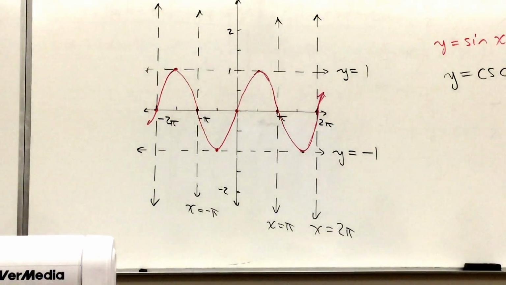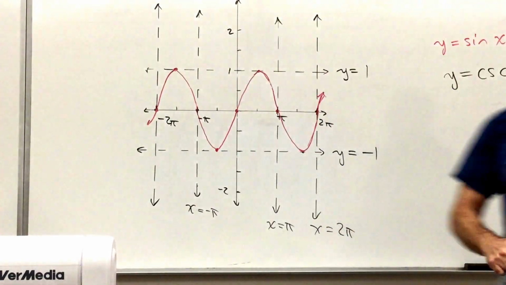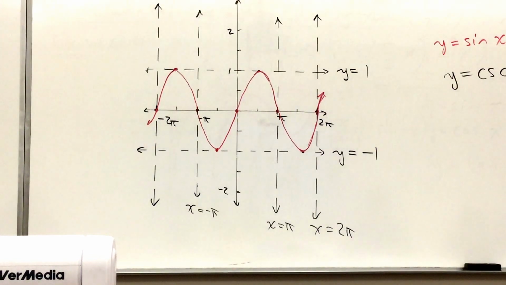So let's think in terms of your knowledge of reciprocals, okay? One thing about reciprocals is that when a function is 0, its reciprocal is going to be undefined. So oftentimes that will lead to a vertical asymptote. Okay, so that's the case with cosecant. When a function equals 1, what's the reciprocal of that function going to be at that point?